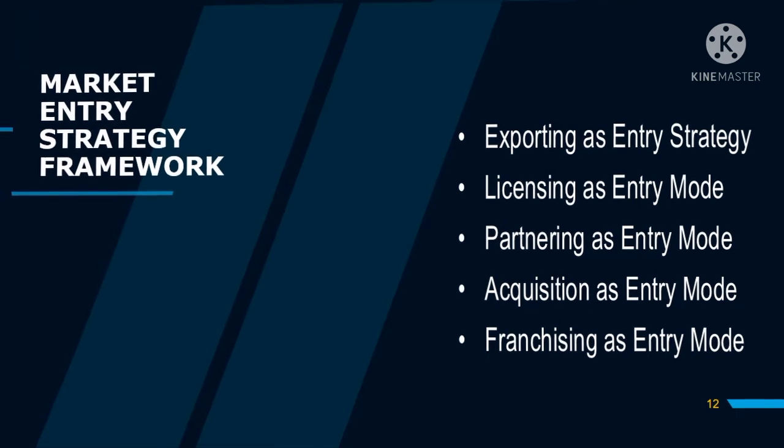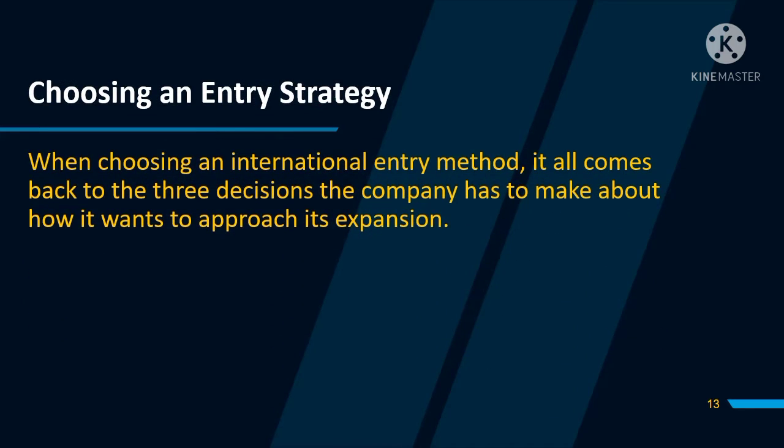Choosing an entry strategy. When choosing an international entry method, it all comes back to the three decisions the company has to make about how it wants to approach its expansion. The first point is sourcing. The company needs to decide whether it plans on directly exporting goods from its existing facilities into the foreign markets or if it intends to have some kind of production physically within the new region.